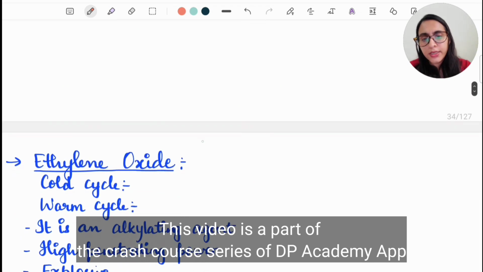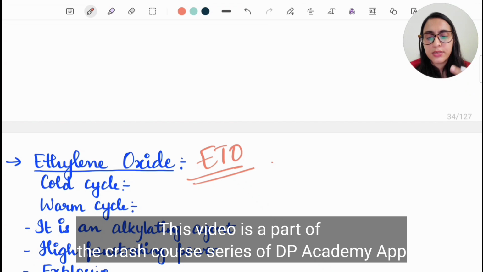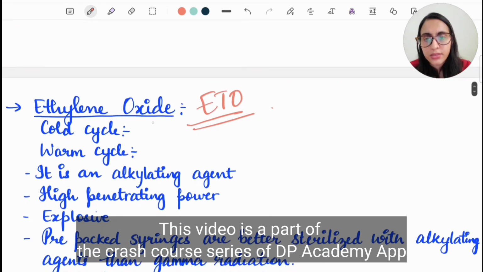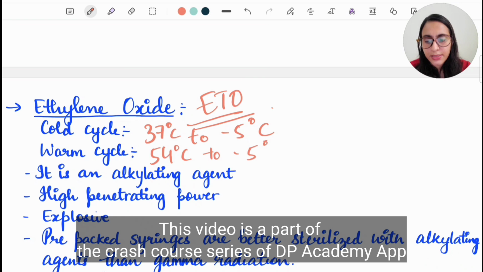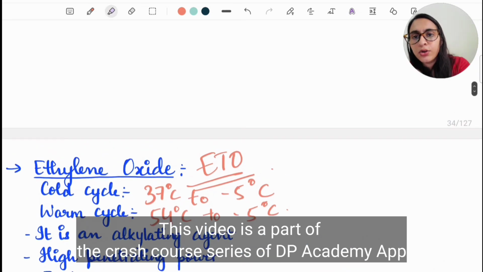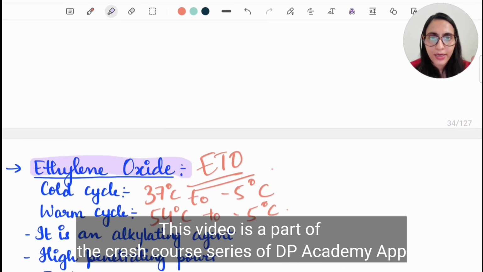Again, very important, ethylene oxide, ETO gas. It is basically a gas sterilant, and we have two cycles. The cold cycle is 37 degrees Celsius to minus 5 degrees Celsius, and the warm cycle is much higher, 54 degrees Celsius to minus 5 degrees Celsius. So basically this ethylene oxide is a gas. It is an alkylating agent, and it has a highly penetrating power. This gas is very penetrating. It is also explosive, and it is used to sterilize pre-packed syringes and all.